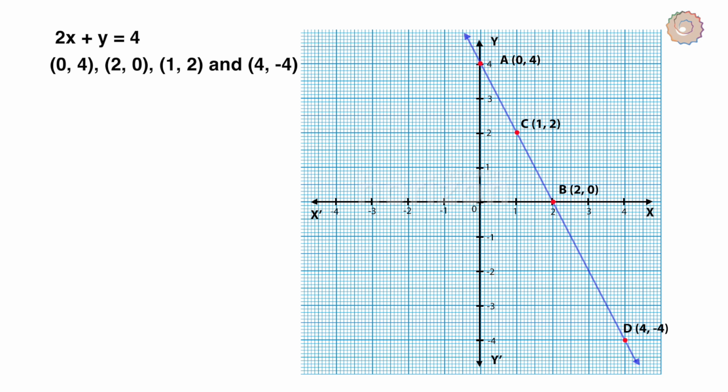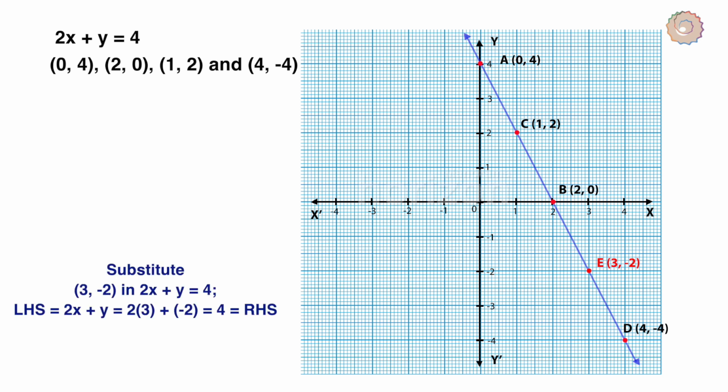Have you noticed that the plotted points B and C also lie on the line AD? Now let's randomly take a point on this line, say point E with coordinates (3, -2). Let's substitute these values in our equation. We realize that (3, -2) is also a solution of the equation 2x + y = 4.